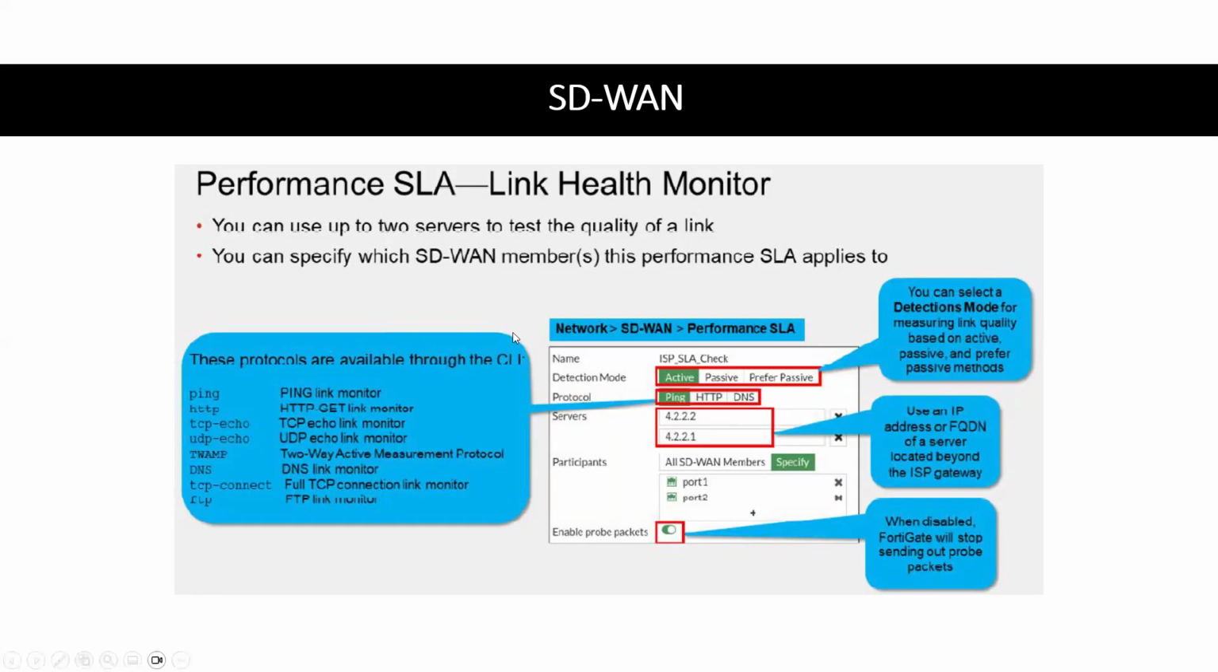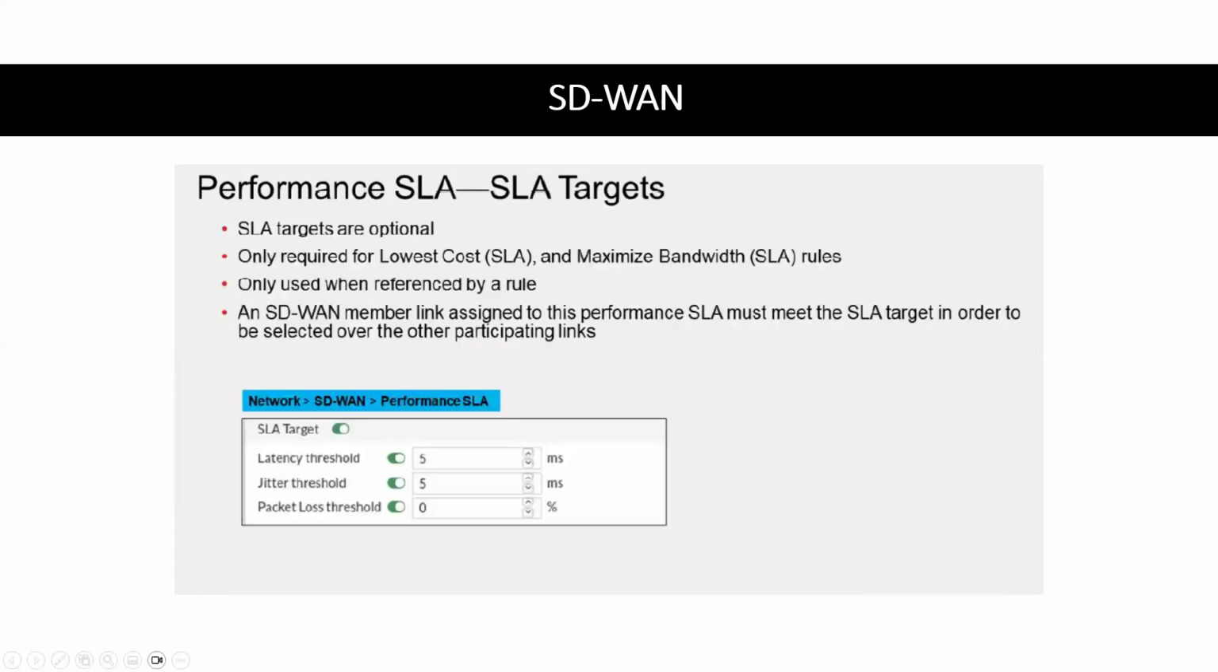So we're still in performance SLA, but let's slide our focus to SLA targets. The QoS, the quality of service for the traffic associated with performance SLA, is defined by SLA targets. So we can set our servers, we can set what protocol we're going to use, but what is going to be our baseline? What are we defining as a good link or a bad link? There has to be something that is measured against. That's just science and math in general.